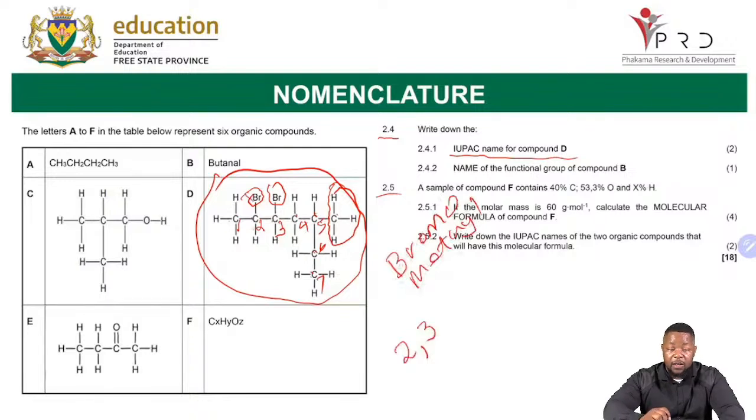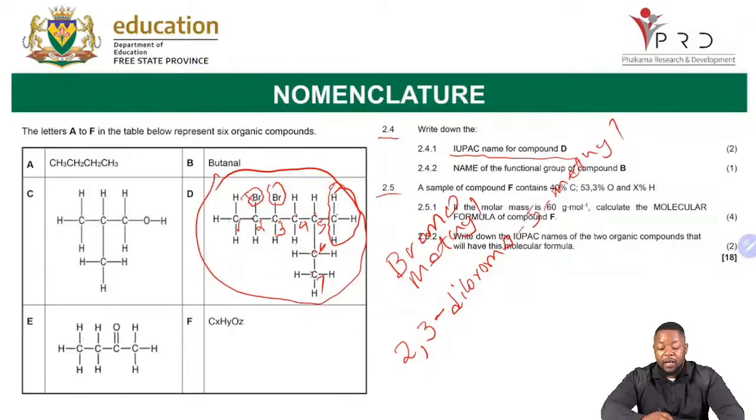The first one is in position 2. The second one is in position 3. And because there are 2 of them, we do not forget the hyphen. Because there are two of them, we are going to say di. Di means that there are two. So this is going to be 2,3-dibromo. Then we remember that there was another branch which is a methyl. That methyl is in position 5. So we're going to say 5-methyl.